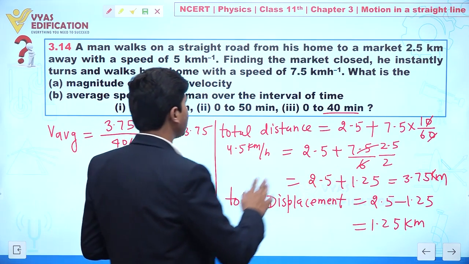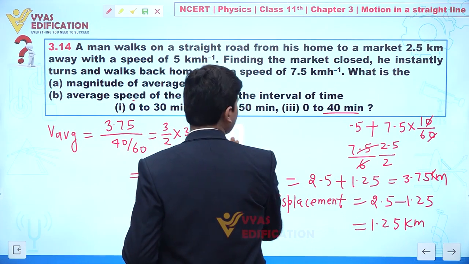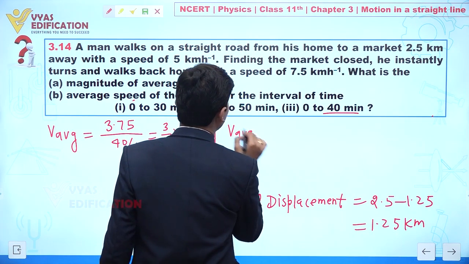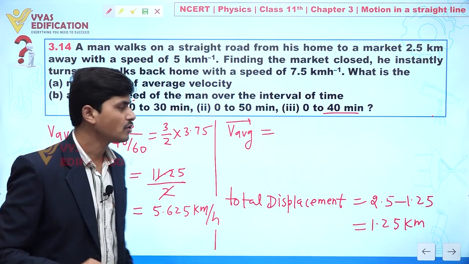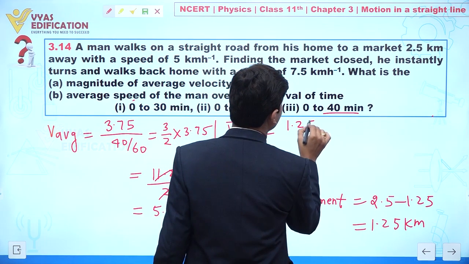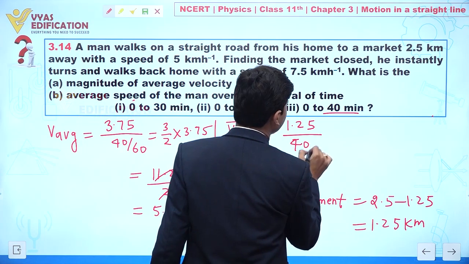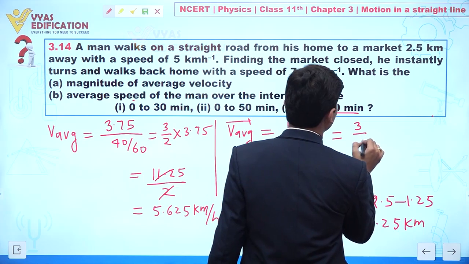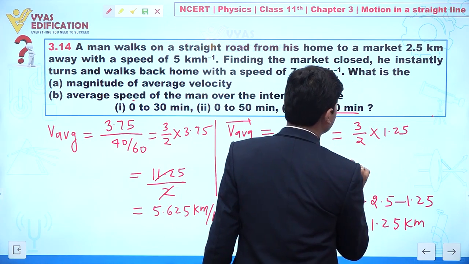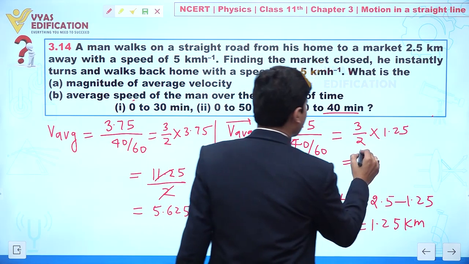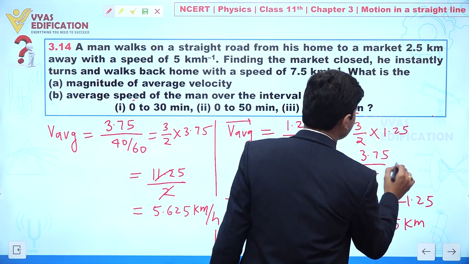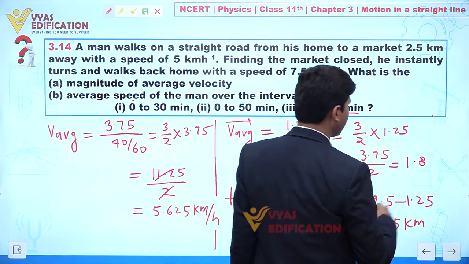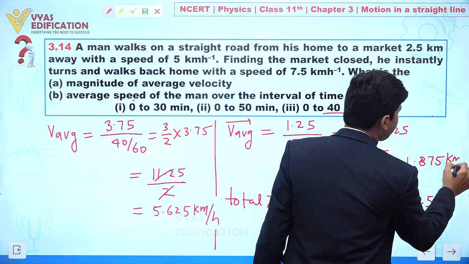Clear? We can also calculate the average velocity. For average velocity we write total displacement upon total time. Yes or no? So total displacement we have 1.25, and total time we have 40 by 60. Clear? So from here we can write 3 by 2 multiplied by 1.25. So this is equal to 3.75 divided by 2, which is 1.875 kilometer per hour.